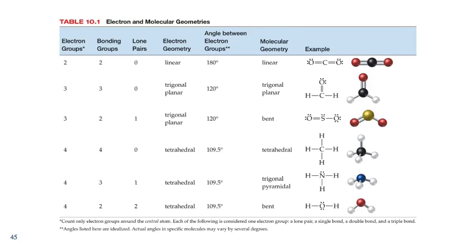What makes the most sense to me is you think about how many groups are there, and then think about, well, how could that many groups get away from each other? How could they spread out and have as much elbow room as possible? 2 groups are going to go on opposite sides. The electron geometry will be linear. 3 groups make a triangle that's flat, trigonal planar. 4 groups make a tetrahedron.